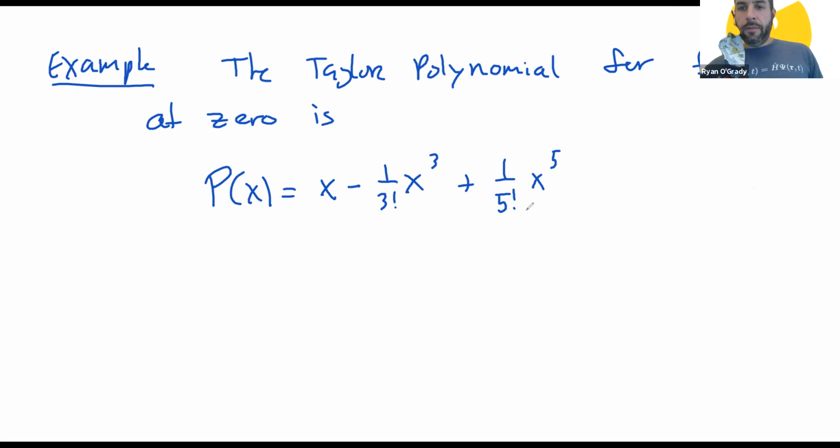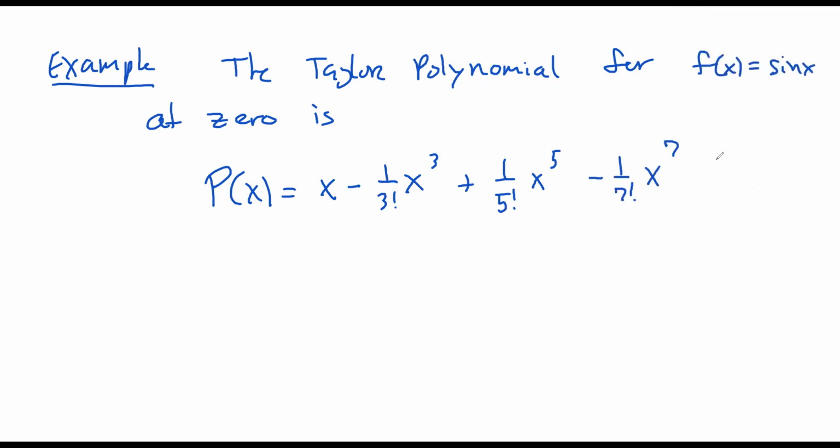minus 1 over 7 factorial x to the 7th. And then this goes out. Now this actually is confusing for first timers, but it goes out. Look at the pattern here. All the powers are odd. All the denominators are odd. There's no even. If you remember anything about the function sine from trig class, you learned that it's called an odd function because it has certain symmetry properties. And here you see it. Every power is odd. It's an odd function.